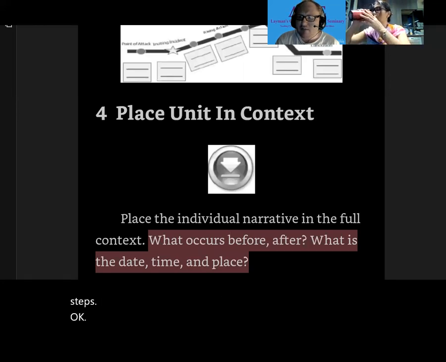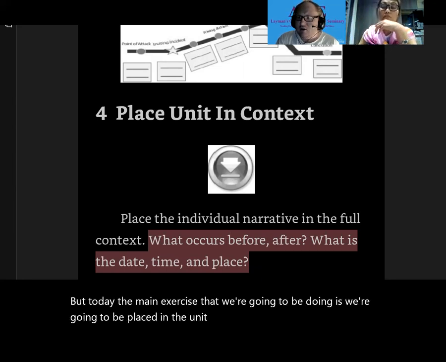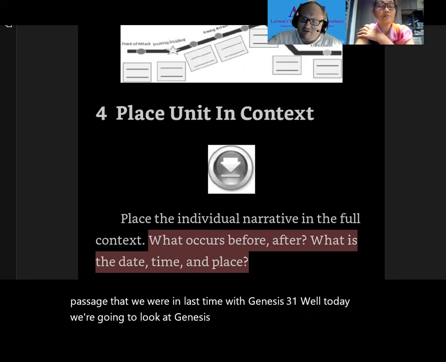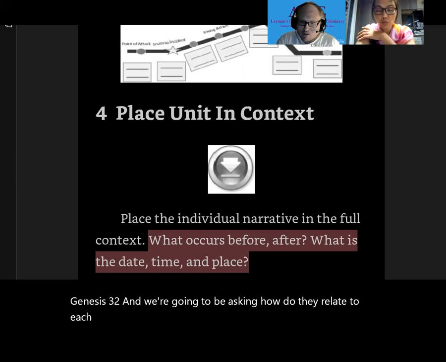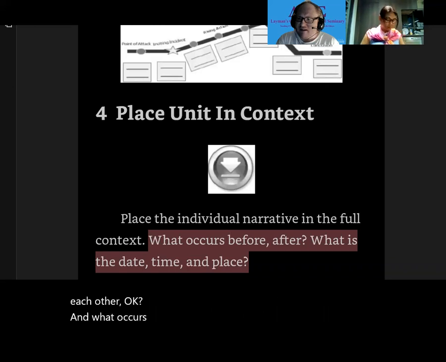But today, the main exercise that we're going to be doing is placing the unit in context. The passage that we were in last time was Genesis 31. Today we're going to look at Genesis 30 and Genesis 32, and we're going to be asking, how do they relate to each other? And what occurs before, after, what is the date, time, place, that type of thing.